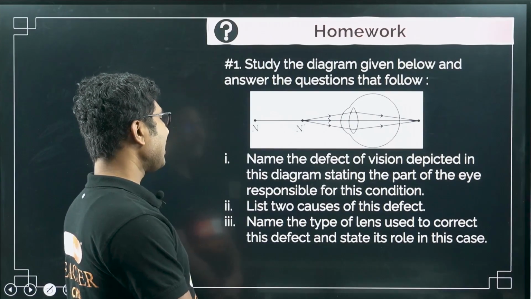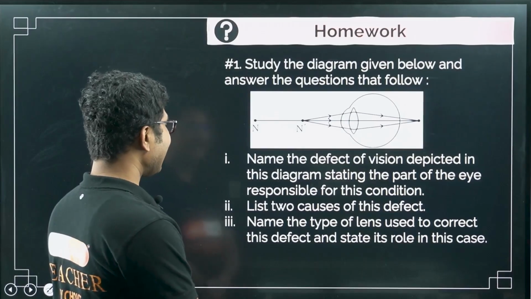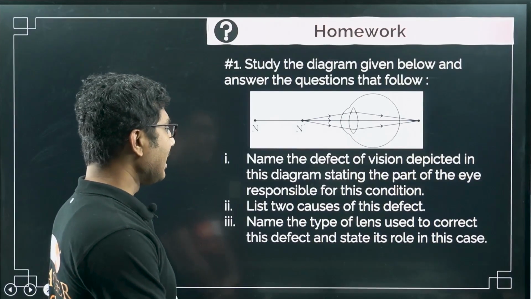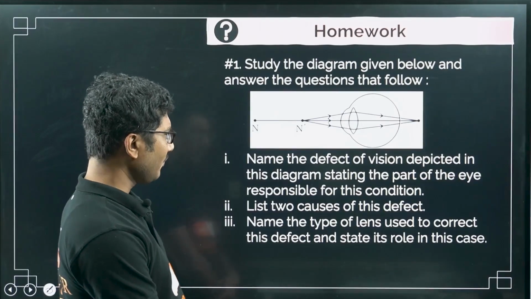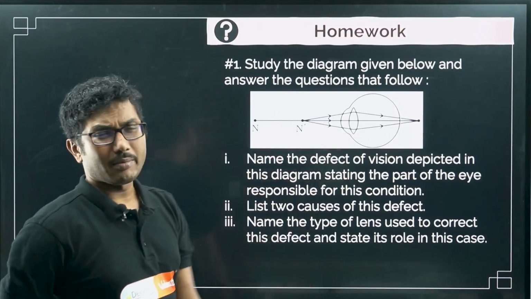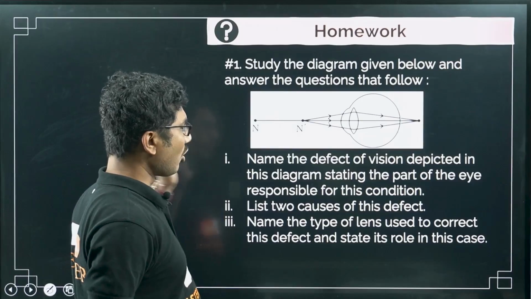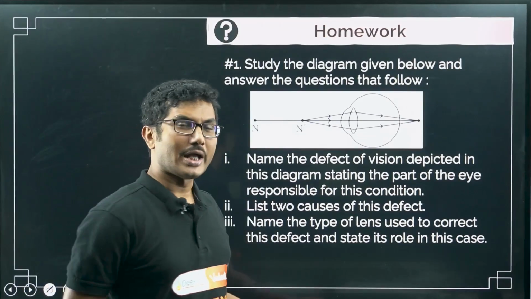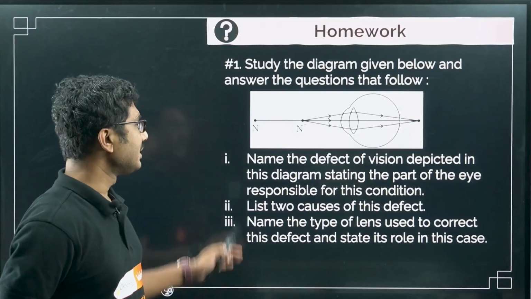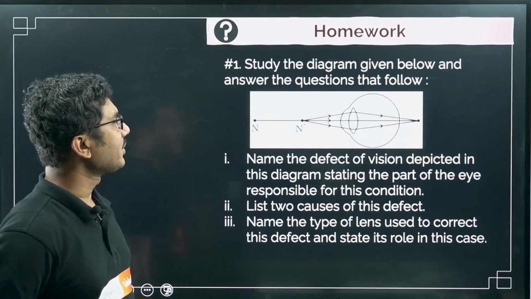Name the type of the lens used to correct this type of defect and state its role in this case. So this is an interesting question. First of all, you have to identify what type of defect it is. Secondly, two causes of this defect, and thirdly, what type of lenses you will use and why you will use such lenses. Okay, so these are the three things that you have to answer from this question.